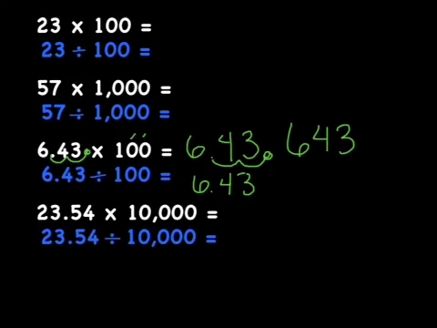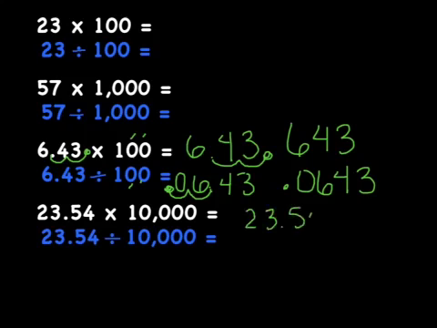6 and 43 hundredths divided by 100. You're going to move your decimal to the left to make a smaller number. So we go 2 places to the left. 1, 2, add a decimal and a 0. So your answer is 0.0643.